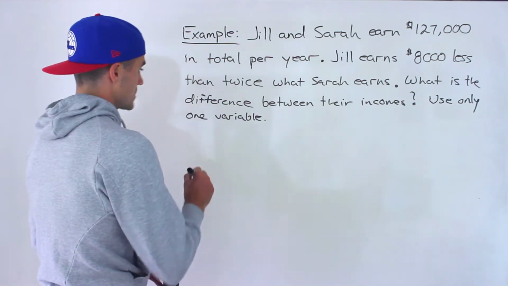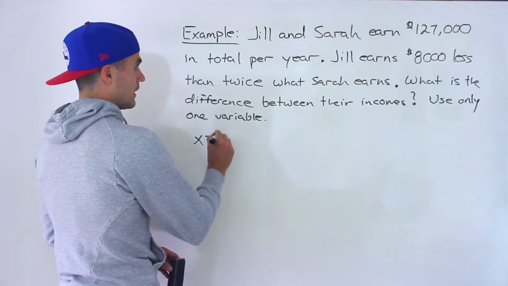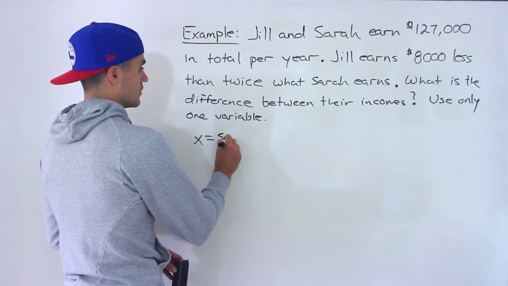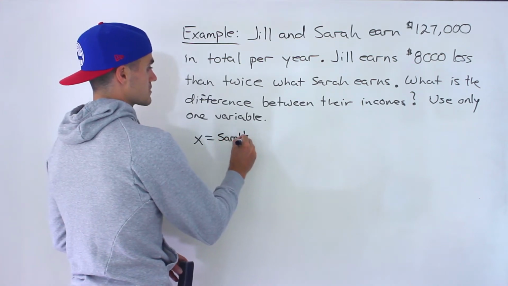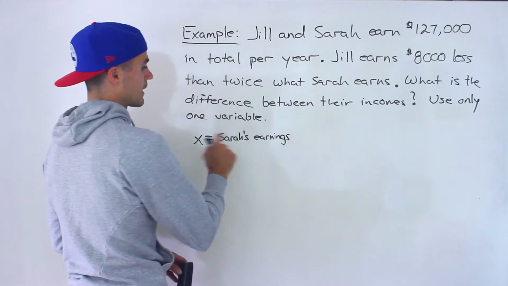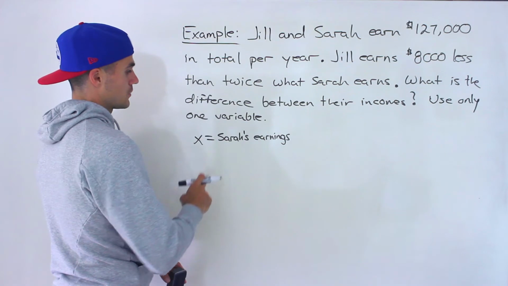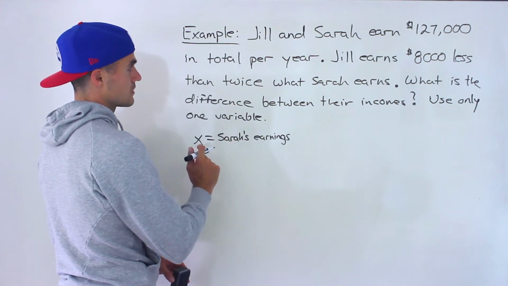So what I'm going to do is let x equal, it doesn't matter which, Sarah's earnings. And then at the end I'll show you how we could set it up if we let x equal Jill's earnings. We'd get the same answer anyway. So x is equal to Sarah's earnings.